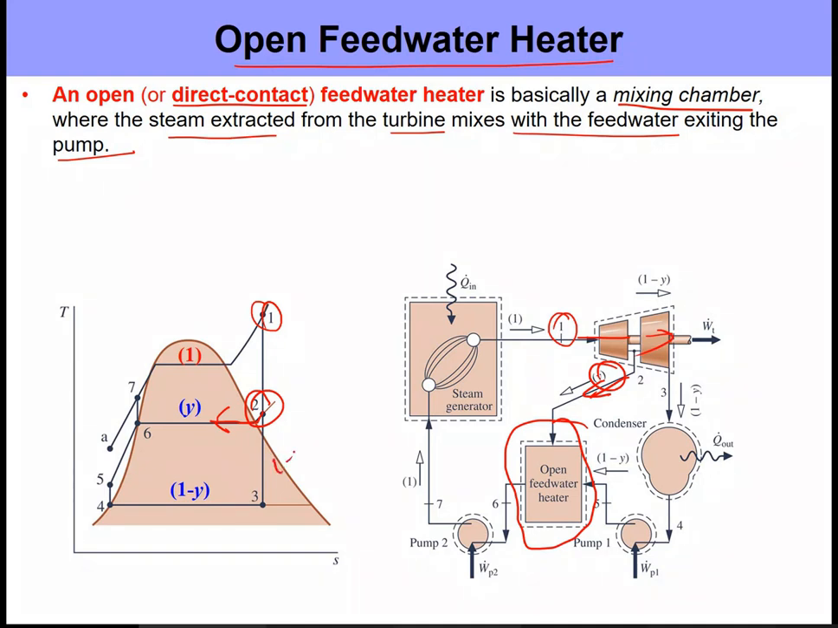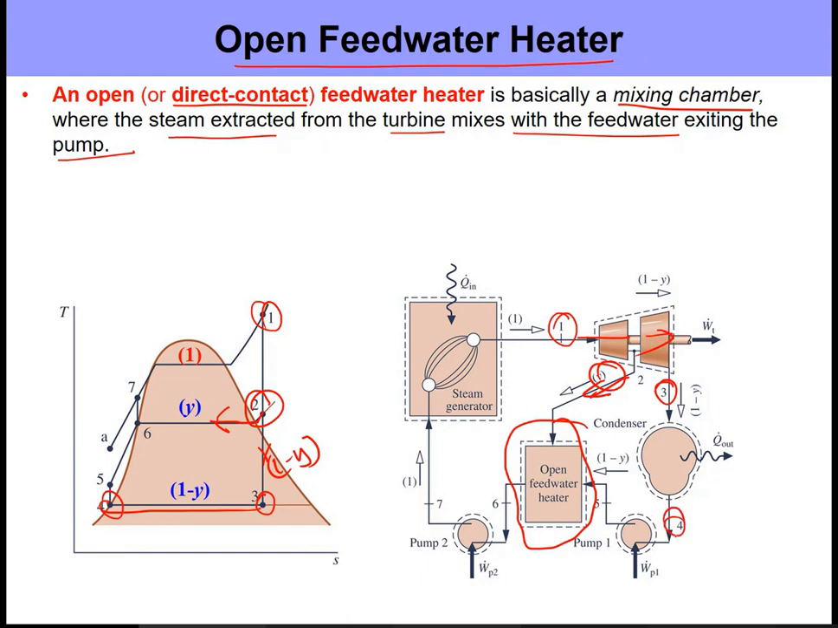So what is the rest? The rest is 1 minus y. We let it expand within the turbine, and it produces network output. Produces work output. And then at state 3, it goes through the condenser, so it rejects heat and becomes state 4.